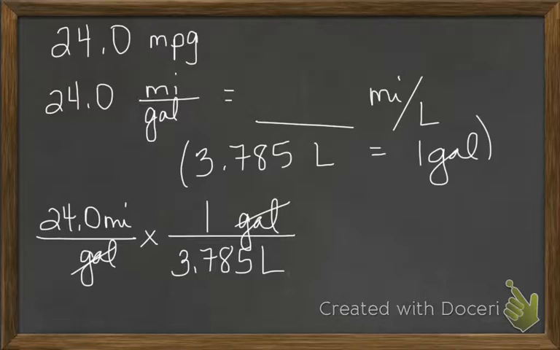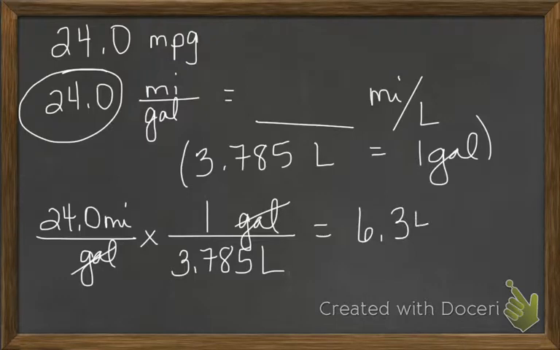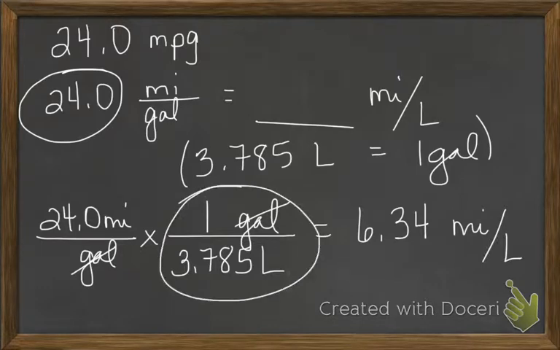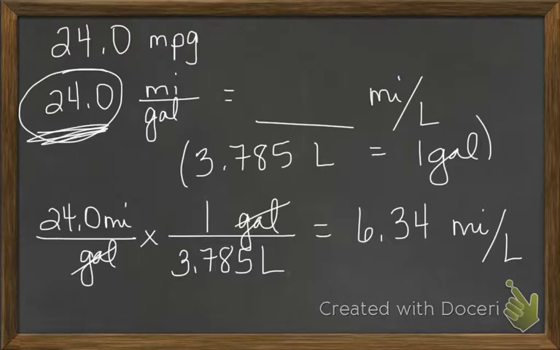How many significant figures should my answer have? It depends on what I started with. 24.0 has 3 significant figures because zeros at the end of a number are significant if they also fall after a decimal. So my answer would be 6.34 miles per liter. Never use the numbers in your conversion factor for sig figs because 3.785 liters is equal to exactly 1 gallon. That's an exact number. Only use the numbers you've started with for significant figures.